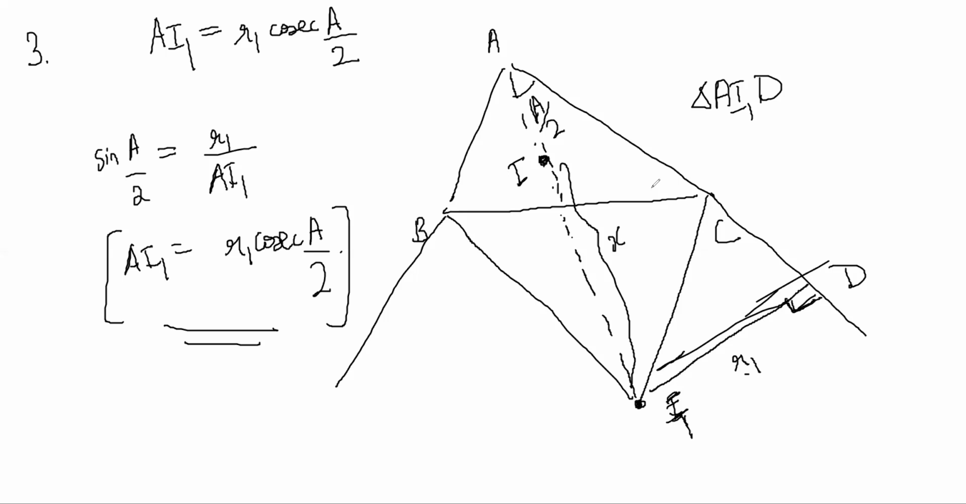Just think of II1 as a difference between AI1 minus AI, and we have gotten AI1 and AI from 1 and 3, right? Just use that now.